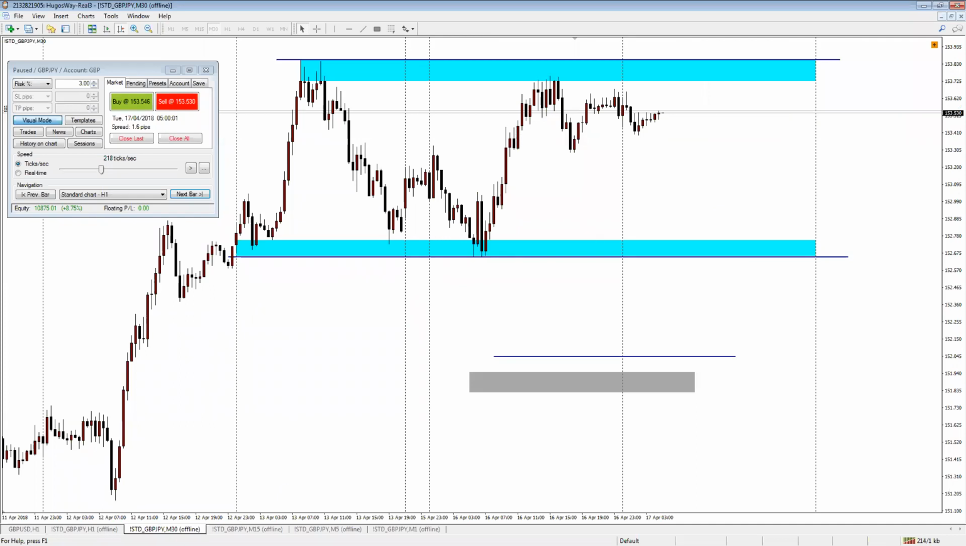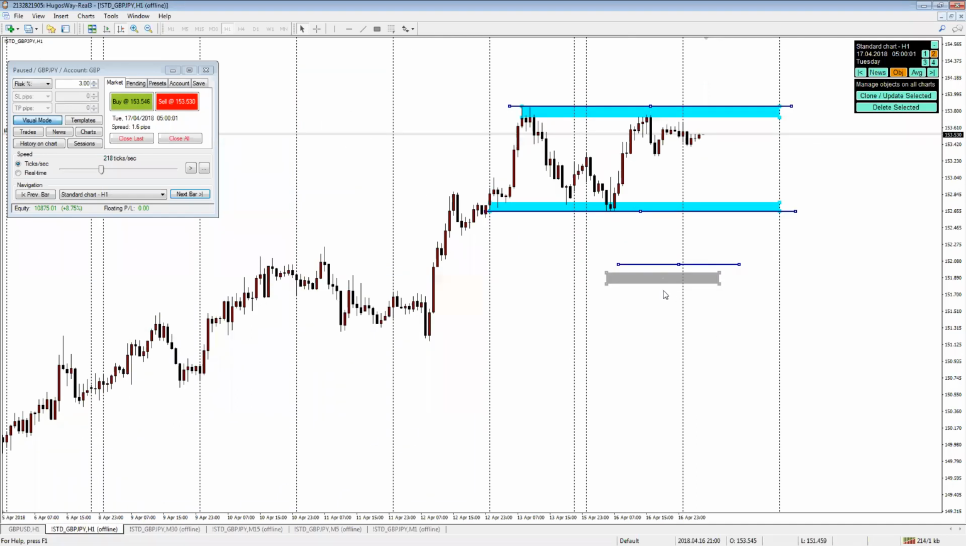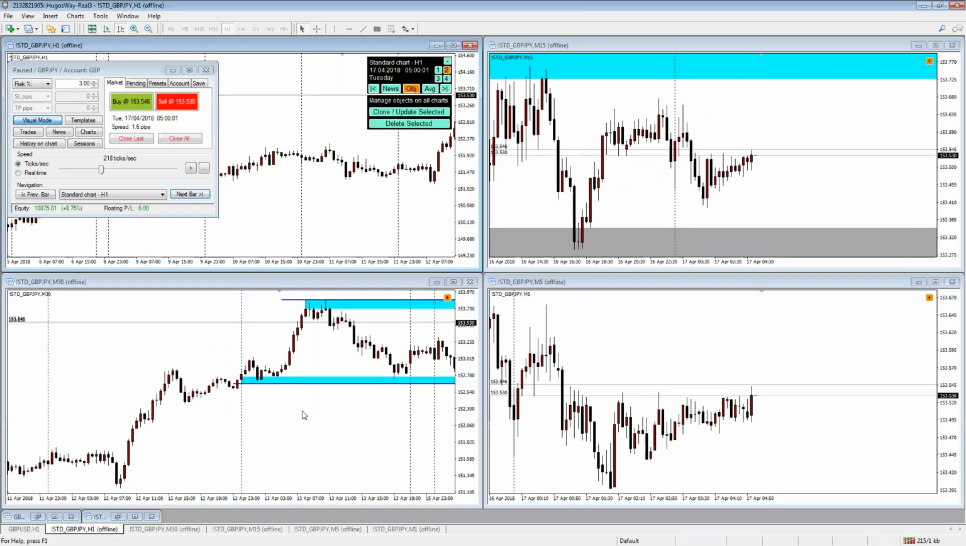Okay, perfect. Okay, very clear zone right here in between. All right, this should look fine. Okay, let's look at 30 minutes.